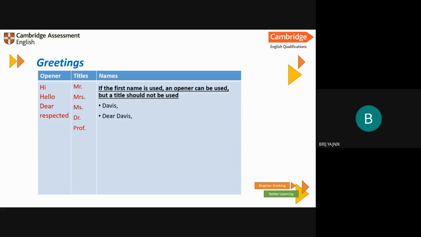Rule number one says that, let's say I have to write an email to Divyesh Parmar. मुझे दिव्येश परमार को एक ईमेल लिखना है और दिव्येश परमार को जब मैं ईमेल लिखना है तो मुझे उसको एड्रेस करना है उसका फर्स्ट नेम से. So if I want to write an email to Divyesh, and if I want to address him by his first name, which is Divyesh, then I can only use the opener and cannot use the title.